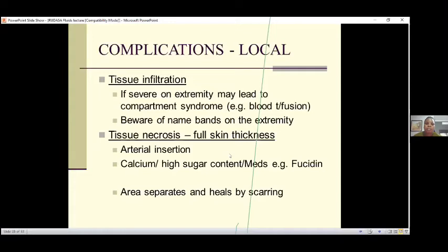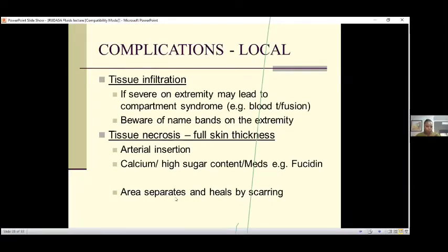And the consequences are very bad. I know one case where the whole side of the head was necrotic, and of course litigation followed that case, and I don't know what the outcome was.